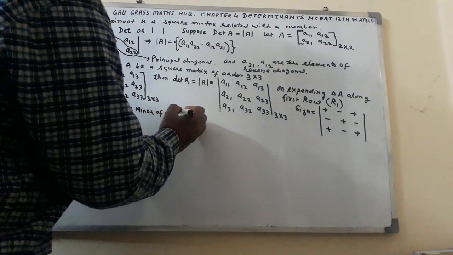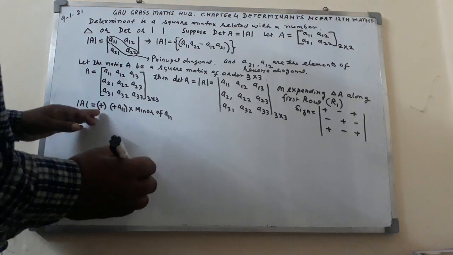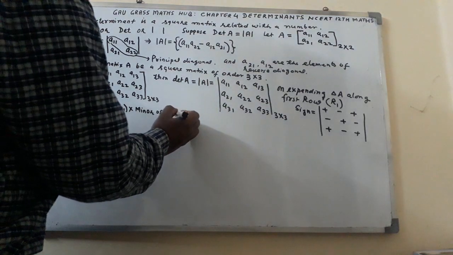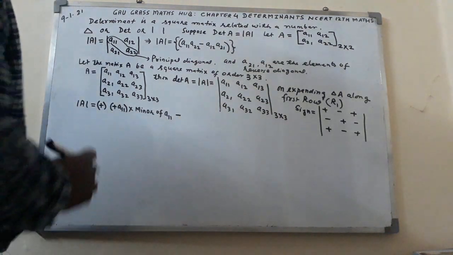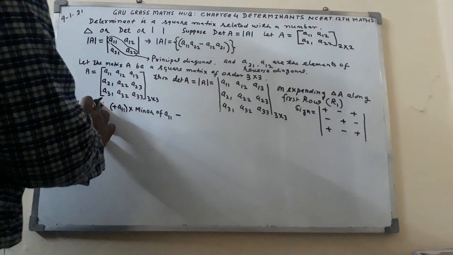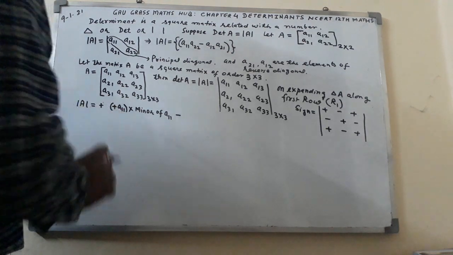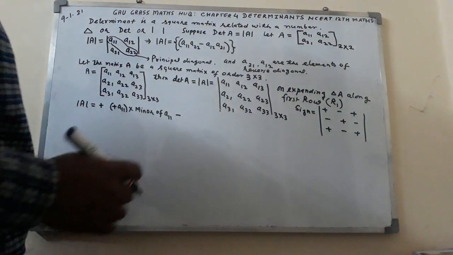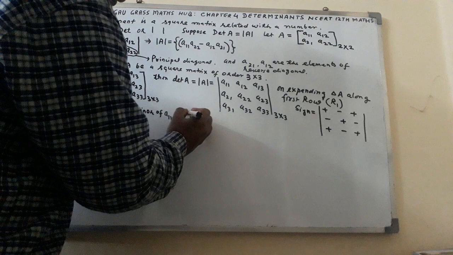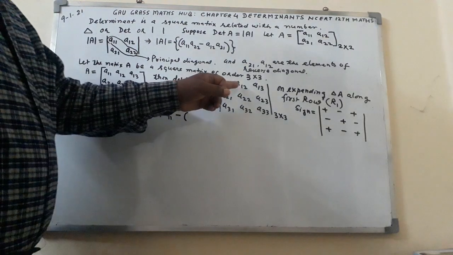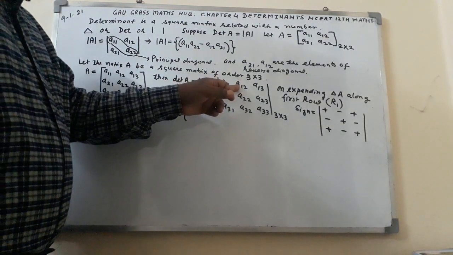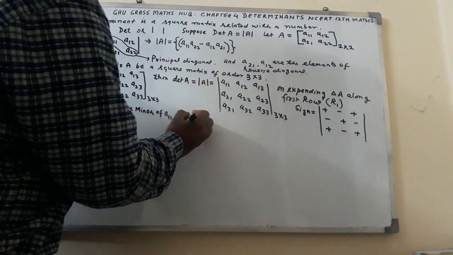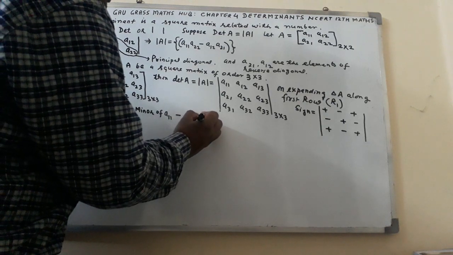After that I shall write plus, I have written, then write here minus. Minus sign is fixed here. This is plus. Here write minus. After that, here you can see second element of first row A12. So here write plus A12.